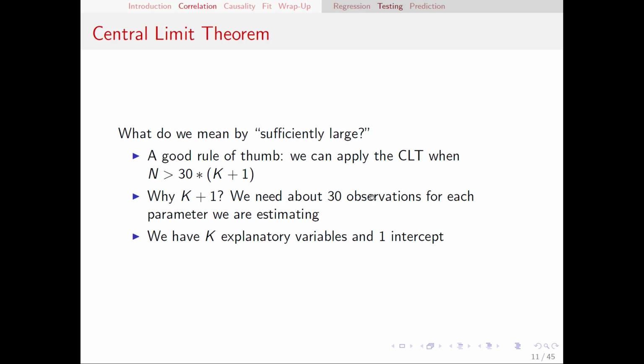So now you might be wondering, what do we mean by sufficiently large? You might have heard in a stats class before that sufficiently large usually means about 30 observations. And in a basic stats class, that's sufficient, but what we really need is about 30 observations for each parameter that we're trying to estimate. So if you're only estimating one thing, 30 is good enough. But we are estimating in a regression multiple things.